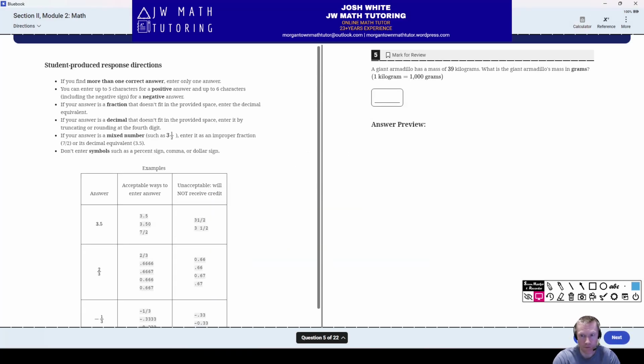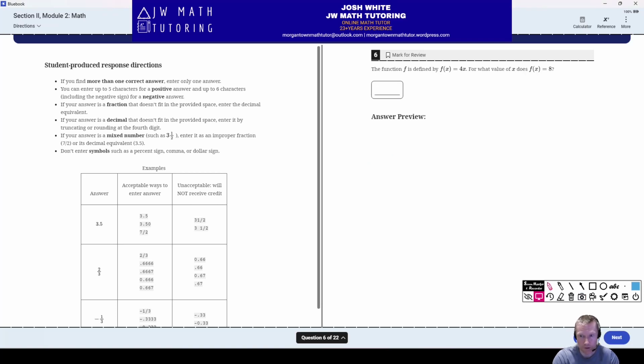Next up, question number 5. Here you have a basic unit conversion question. You're starting with 39 kilograms and you're converting it to grams. So we're going to use the conversion factor they give us, which is 1 kilogram is equal to 1,000 grams. Cross out kilograms. So you're just multiplying 39 by 1,000. So your correct answer is just 39,000. And that's what we will type into the box.